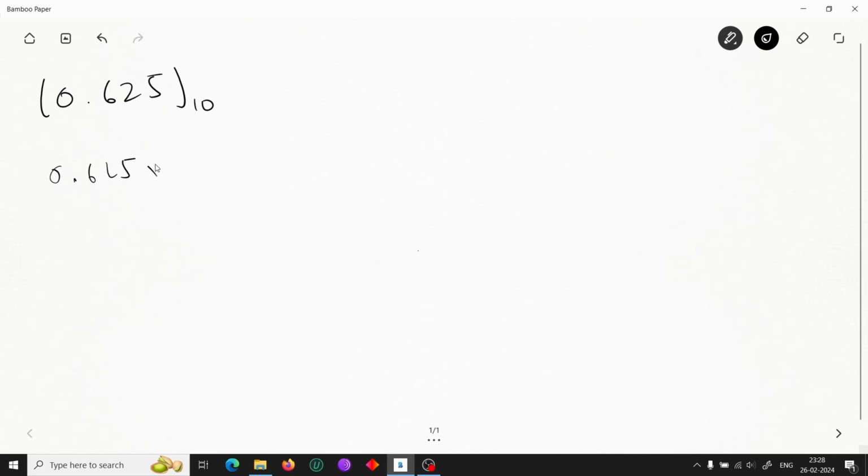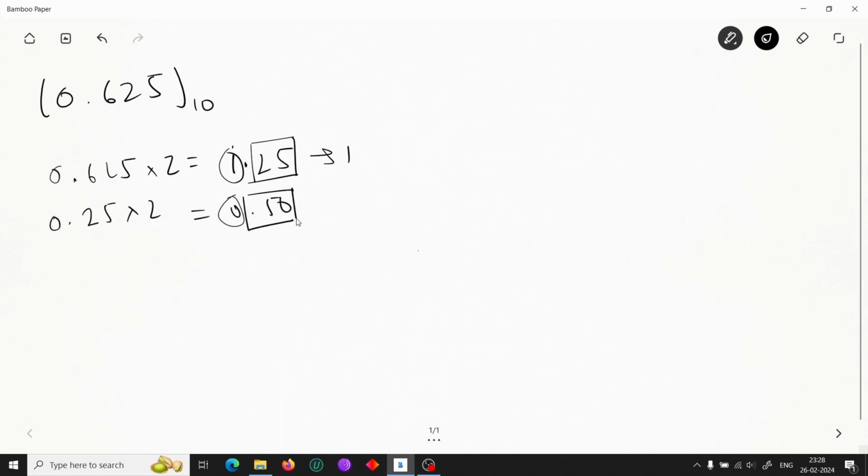0.625 times 2 would give us basically 1.25. Now we take the integer part of it, and that is the answer, the output, and we take the fractional part and we repeat the step. So 0.25 times 2 would give us 0.50. The output here is 0. And same here, the 0 goes to the output, and the fractional part, we repeat the steps again.